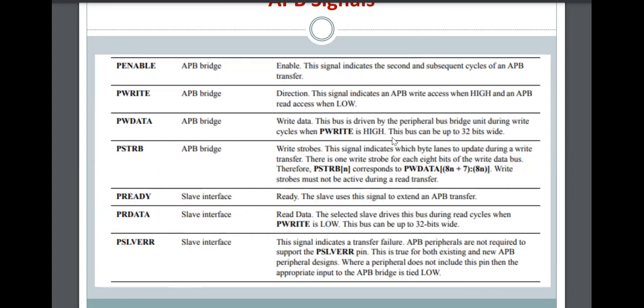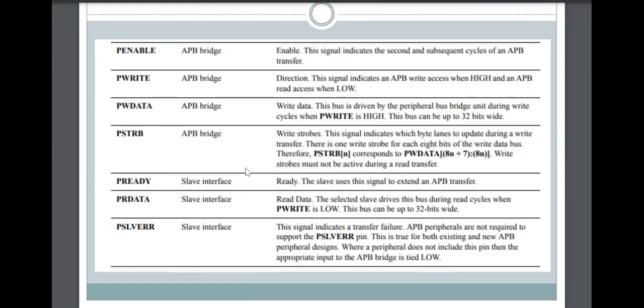So mainly these are the different signals we have in the APB. If you get any interview question like, can you explain what APB is, mainly you need to explain these things: what are the master signals and what are the slave signals. Waveforms are very important. You need to draw the finite state machine and explain the waveform. That is a good explanation of the APB protocol.